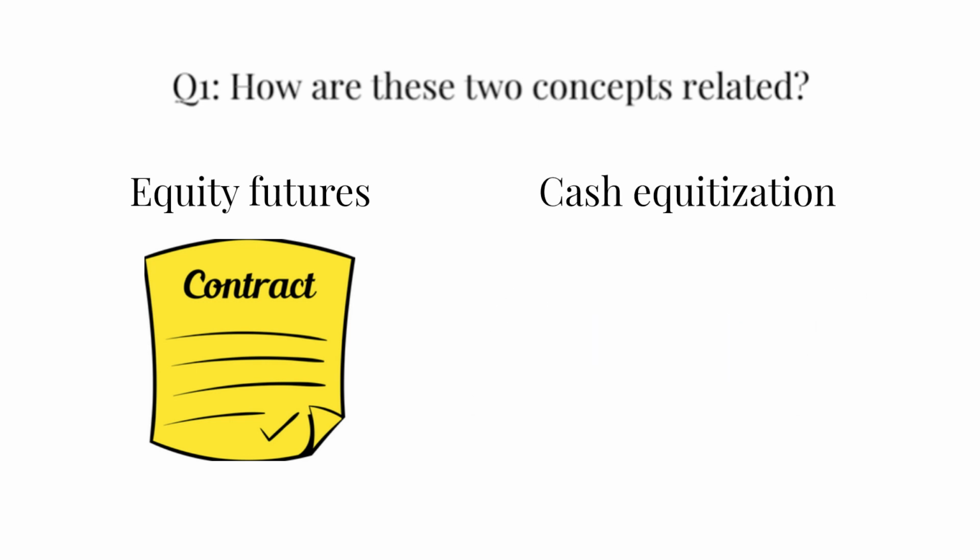Cash equitization is a special case where equity futures are used to adjust market risk. Cash has no market risk because it's supposed to be invested in a guaranteed return account and earns interest income without exposure to market risk. So its beta is equal to 0.